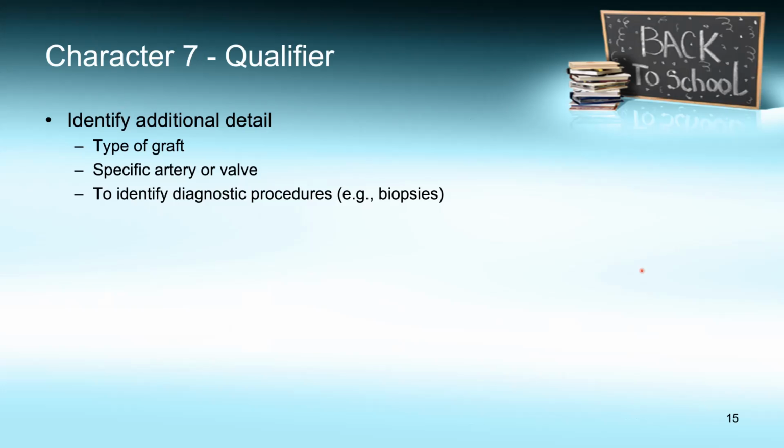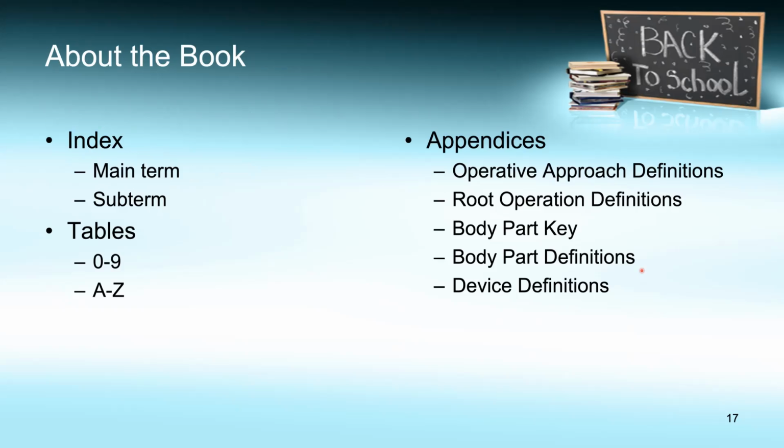So it's additional detail. And not every procedure type is going to have a qualifier. You'll end up with a Z for no qualifier. Remember that placeholder that we told you about? Because you do need the full 7 characters. So you'll see a Z for no qualifier in a lot of cases. So those are the 7 characters that comprise an ICD-10-PCS code.